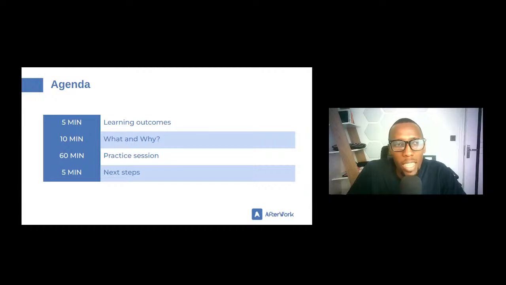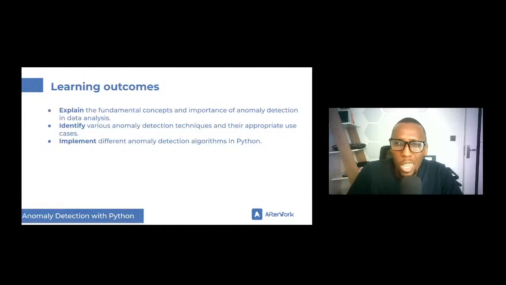So let's get started. By the end of today, we are expected to have achieved these learning objectives. We should be able to explain the fundamental concepts and the importance of anomaly detection in data analysis. We should also be able to identify various anomaly detection techniques and the appropriate use cases. We should also be able to implement different anomaly detection algorithms in Python.